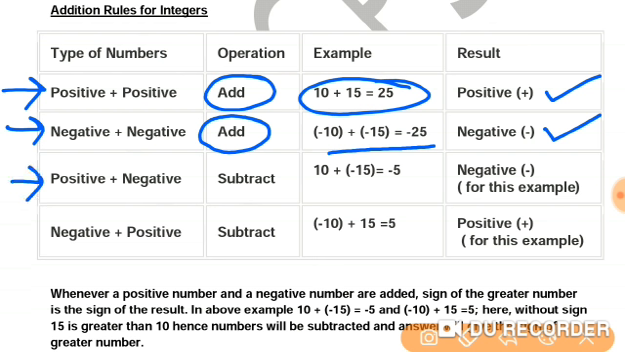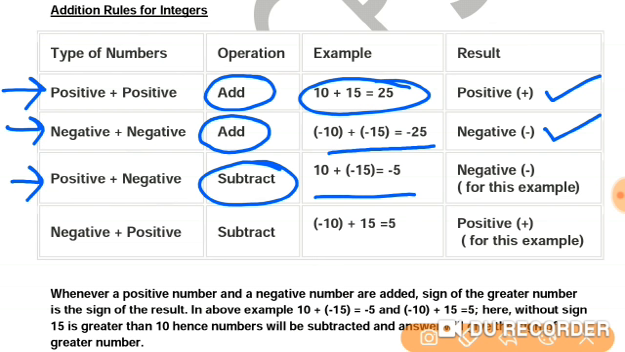Third case, positive plus negative. When we have to add a positive integer and a negative integer, we always subtract them. For example, 10, which is a positive integer, plus minus 15, which is a negative integer. We subtract them, but in this case, the sign is negative.